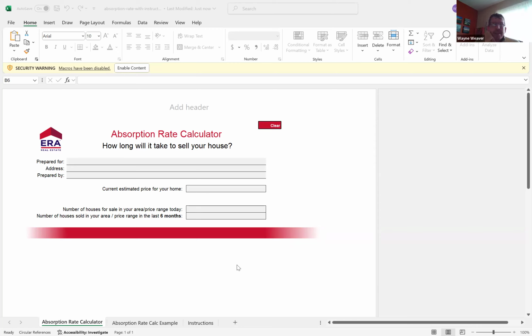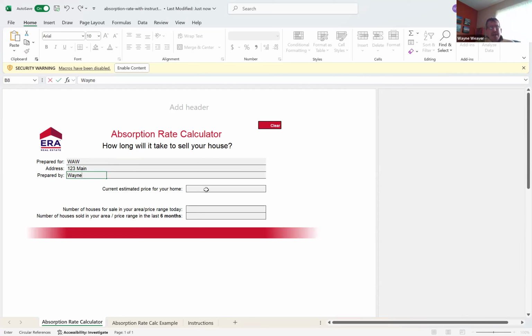How long will it take you to sell your house? What this is going to do is compare the price range, how many properties are on the market, and how many properties in that price range have sold. We're going to do this very quickly, but you would obviously fill this out for a client.